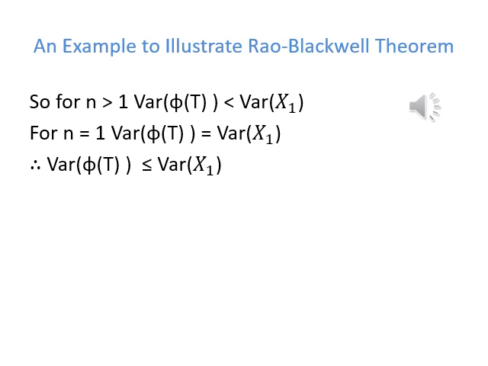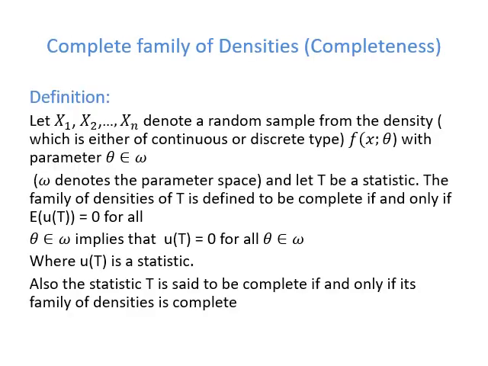Now we are going to move to another concept known as completeness. We are just going to understand this concept and illustrate it with some examples, but next lecture we are going to show how we can use this concept to get unique minimum variance unbiased estimators.